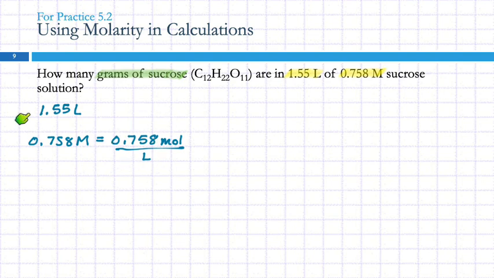So which of these units are we going to start with and convert into grams? We're going to start with the liters, right? This is going to be our conversion factor. This allows us to convert liters of solution into what?